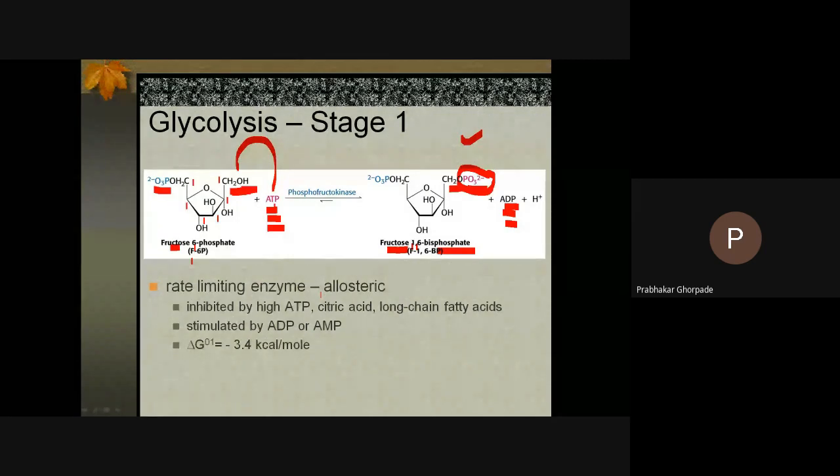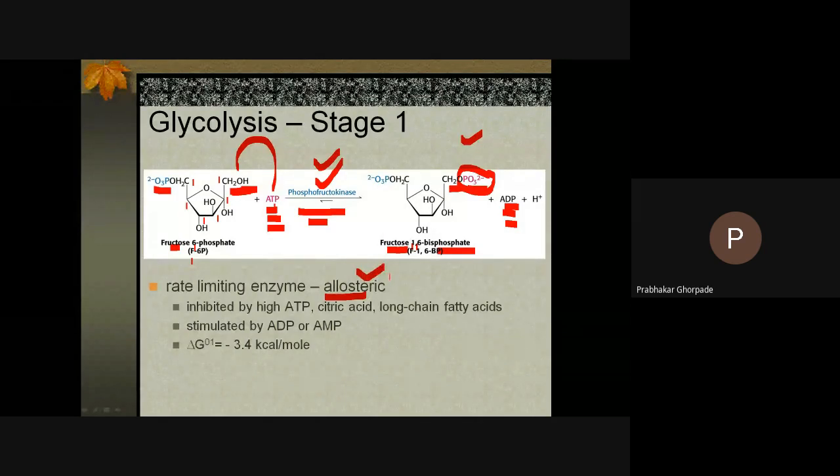Allosteric enzymes are the enzymes which can get activated if some molecules attach to them, or they may get inhibited if some molecule attaches. So we call this phosphofructokinase allosteric, and it is rate limiting. Rate limiting means the whole process of glycolysis will be limited by the rate of this reaction. For example, there are 10 steps of glycolysis, but this step is very slow. So what happens is that all the steps of glycolysis get limited, and the reaction rate will be similar to this rate limiting step.